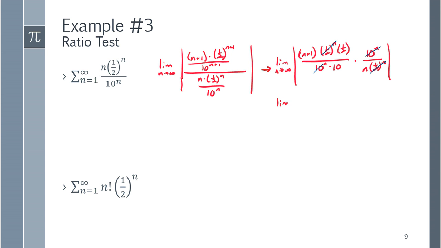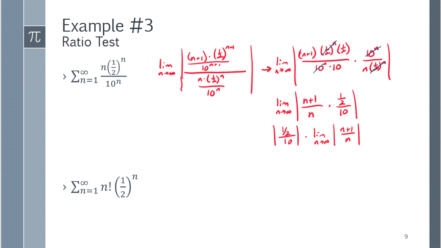And I've now got the limit as n goes to infinity. It's good to gather our n's in one fraction and anything that's not an n in a different fraction. So I have n plus 1 over n times 1/2 over 10. The reason I like to do this is, according to the limit, n is the only thing that's changing. Anything that's not an n is a constant and can be pulled out of my limit. So I have the absolute value of 1/2 over 10 times the limit as n goes to infinity of n plus 1 over n.